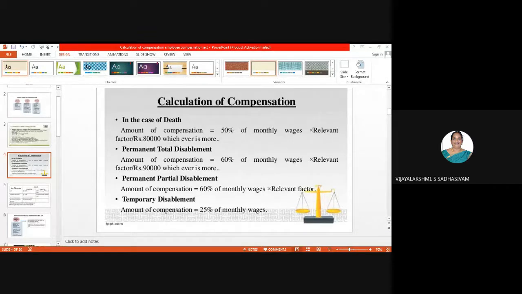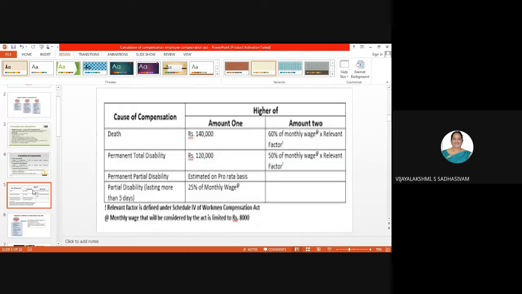So as I already specified, this relevant factor is given in schedule 4 with respect to the completed years of his age. Then for permanent disablement, we will take the amount of compensation as 60% of monthly wages into relevant factor. Then in case of a temporary disablement, we will take 25% of monthly wages, and we will not take the relevant factor into consideration. Now, for the compensation, we will give the higher amount of the two. So whichever is higher, we will take that into consideration.